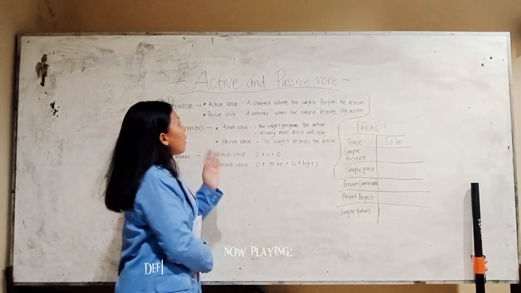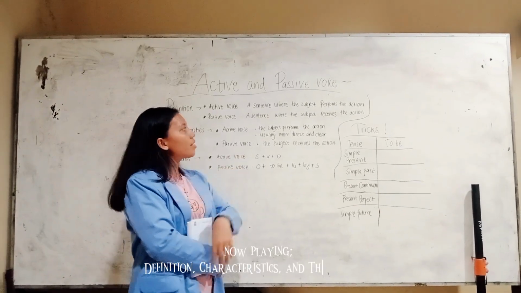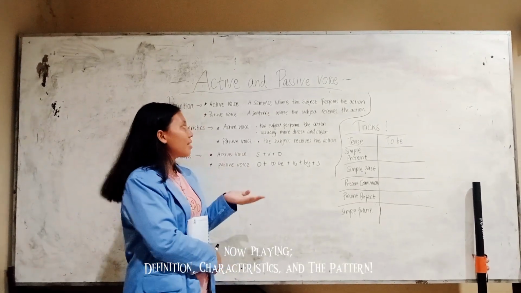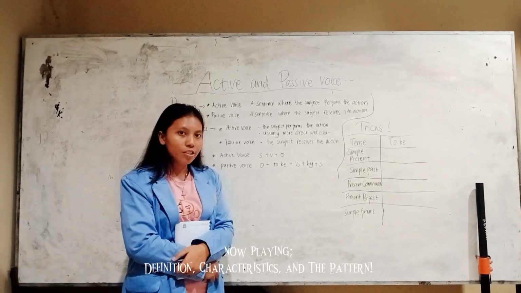Here I want to explain about active and passive voice. The definition of active voice is the sentence where the subject performs the action, and the passive voice is the sentence where the subject receives the action.